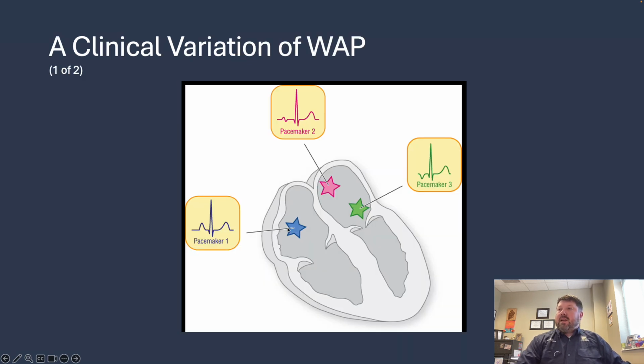But with the clinical variation, what's essentially going to happen is that you've got different pacemaker sites, so different cardiac cells that are creating an action potential that is going to cause the atria to contract, and when the atria contracts, it's going to have a P wave. The variation of the P wave is all based on the position or the location of the pacemaker.